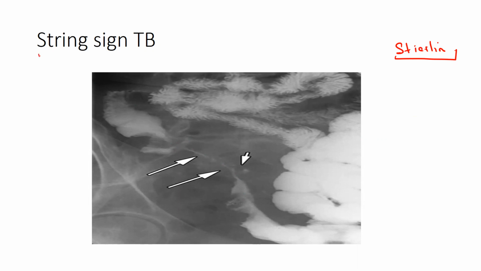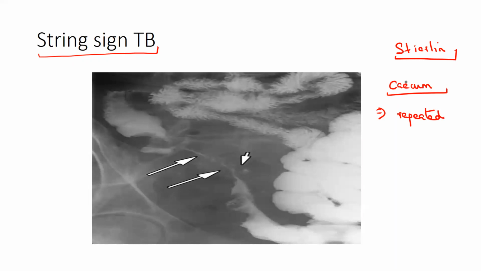This is what is called the string sign in tuberculosis. What is Stierlin sign? It is also a sign which you can see radiographically. Here, due to the irritation of the cecum by the bacteria, there occurs repeated emptying of the cecum.